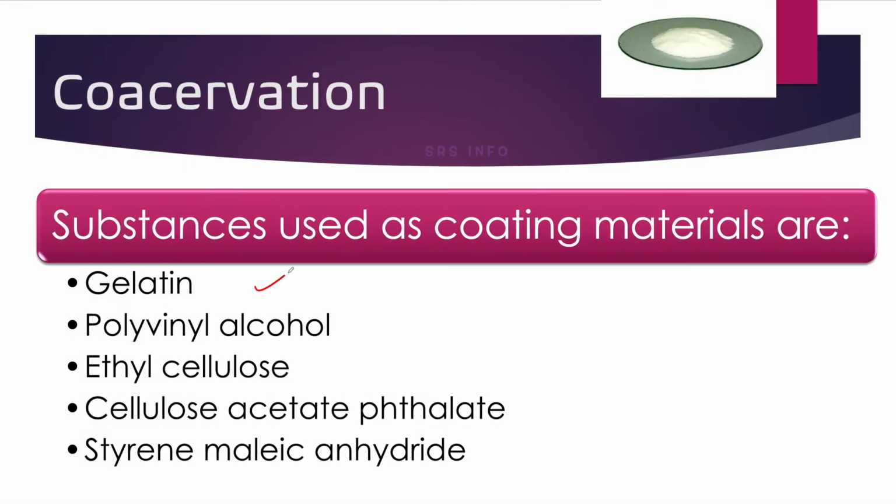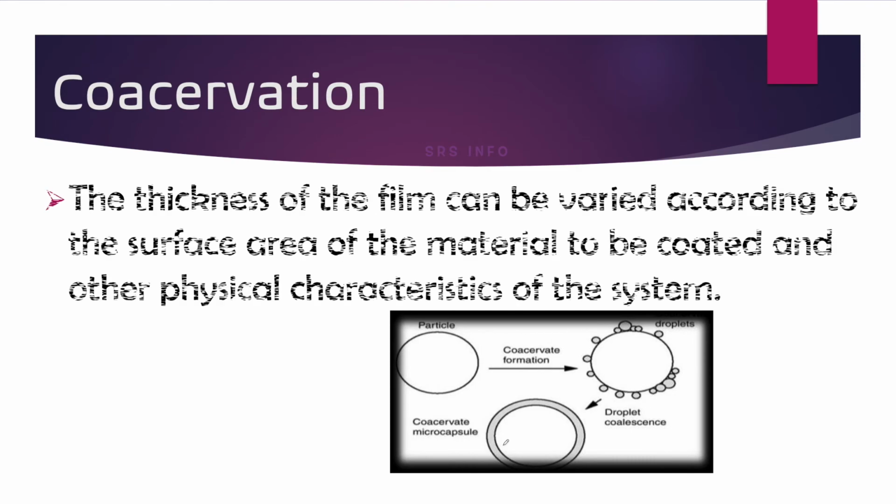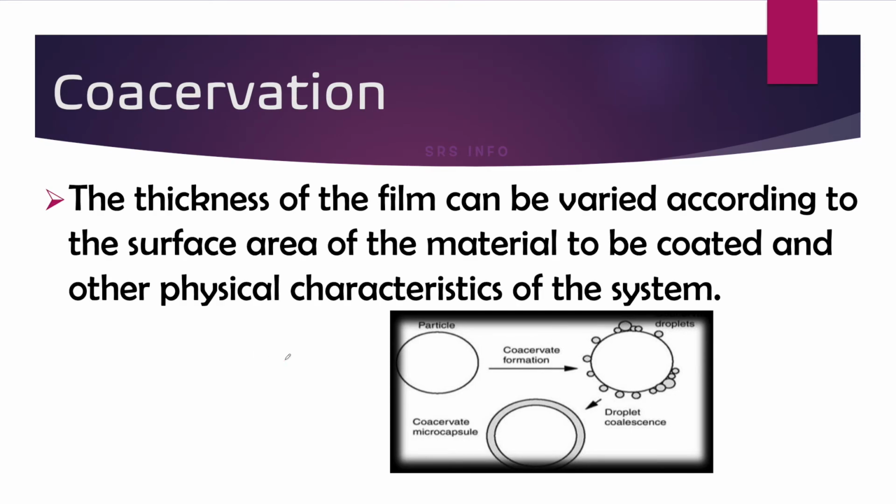Mainly gelatin, polyvinyl alcohol, ethyl cellulose, cellulose acetate phthalate, and styrene maleic anhydride are the materials used for coating the microcapsules or micromaterials. And based on the area of the material to be covered and the physical and chemical characteristics of the core material, the thickness of the film can be varied. Okay, this point is also important. The thickness of the film can be varied according to the surface area of the material to be coated and other physical characteristics of the system.